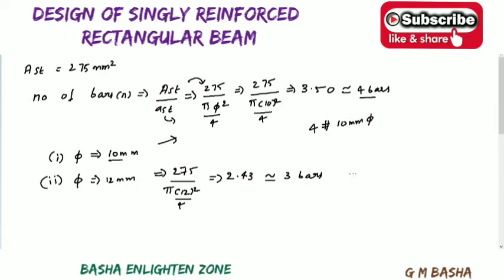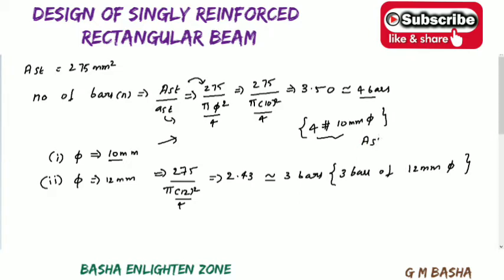If you are using 3 bars, provide 3 bars of 12 mm diameter. So this is the way for finding the number of bars required for the sufficient beam. And again, after finding this one, you can choose the overall area of whatever bars you will get.